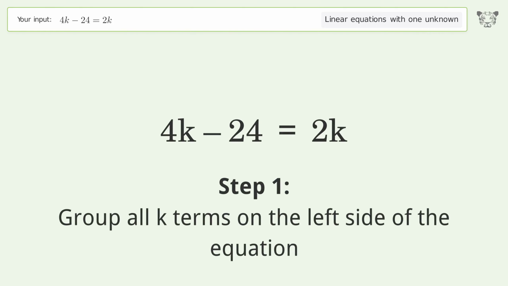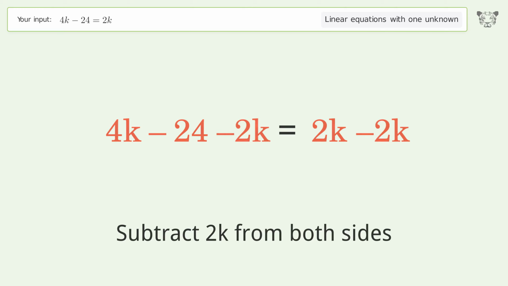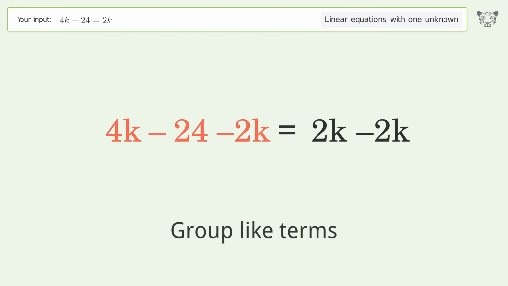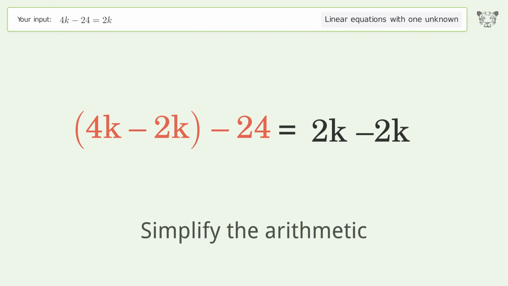Group all k terms on the left side of the equation. Subtract 2k from both sides. Group like terms. Simplify the arithmetic.